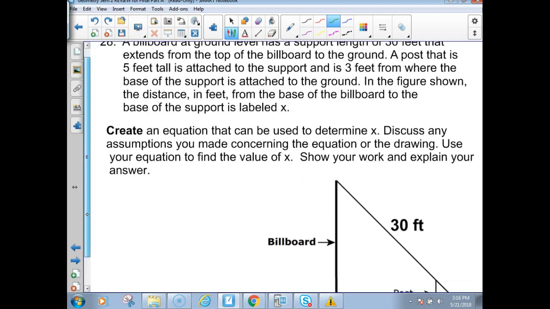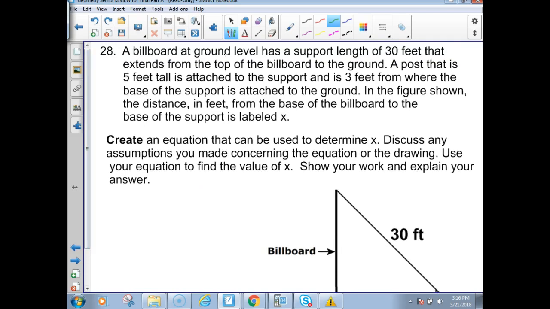28. This one's a little bit trickier. You got a billboard at ground level, has a support of 30 feet that extends from the top of the billboard to the ground. They labeled it for us. A post that is 5 feet tall is attached to the support and is 3 feet from where the base of the support is attached to the ground.